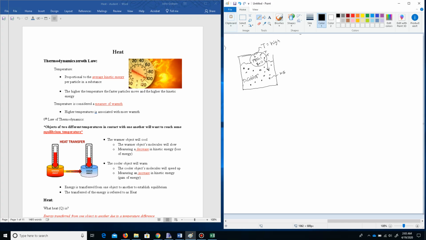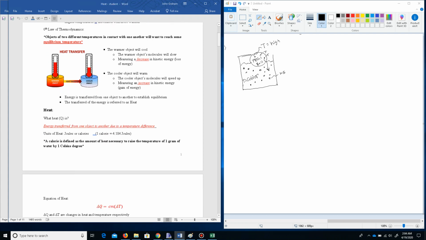The higher the temperature, the faster these particles are moving. Some particles will be moving very fast in this ball. They'll be moving extremely fast because they'll be really hot. They won't be moving as fast in this colder liquid, or I should say the majority of them won't move as fast in the colder liquid. And so the high temperature is what we think of as warm. So again, objects with two different temperatures in contact with one another will reach some equilibrium temperature.